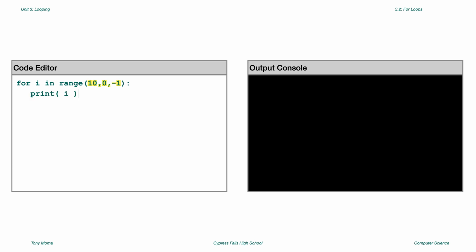Thus, when I print the I variable in the next line, this will be my output, 10, 9, 8, 7, 6, 5, 4, 3, 2, and 1. And once again, notice that 0 did not get printed out because 0 is my stopping point. 0 is not included in the list of numbers that'll get stored inside the I variable.